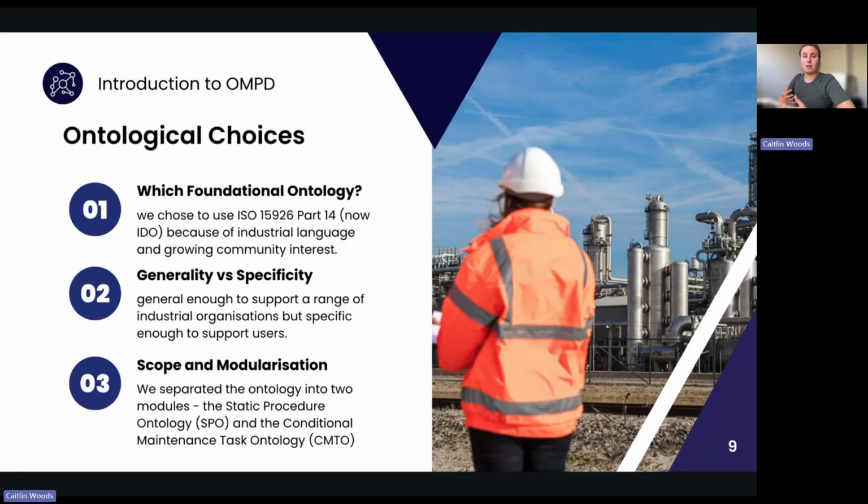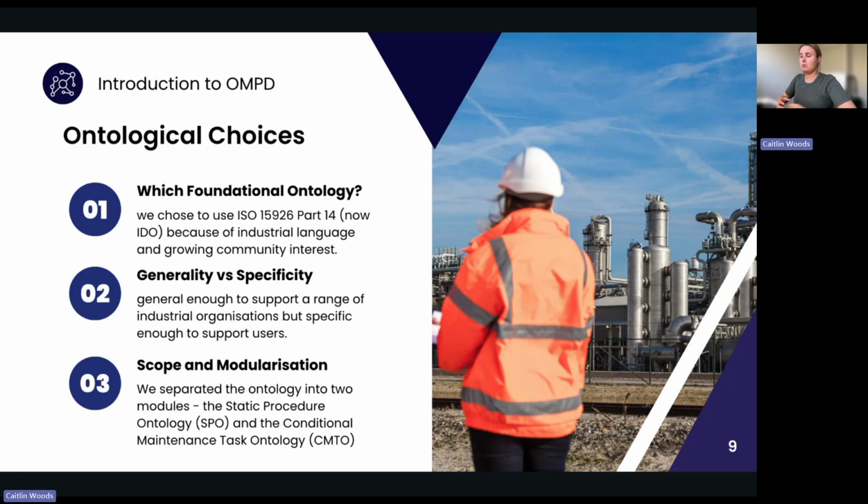So we had to make some overarching ontological choices. The first was which foundational ontology to use. At the time, we chose the ISO 15926 Part 14 ontology, which has now evolved to become the Industrial Data Ontology, because of the industrial language that it used and a growing community of interest in using this ontology in industrial spaces around this time.